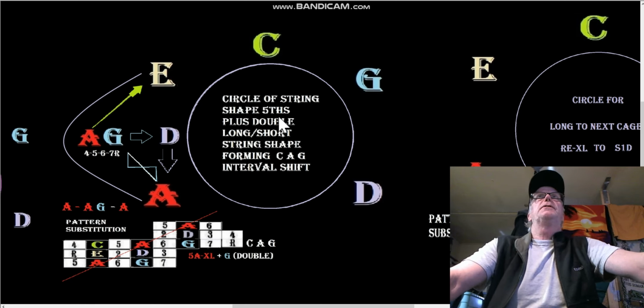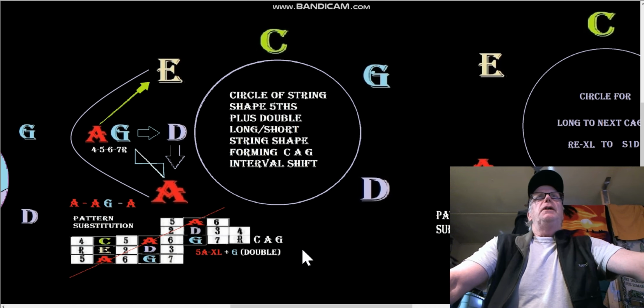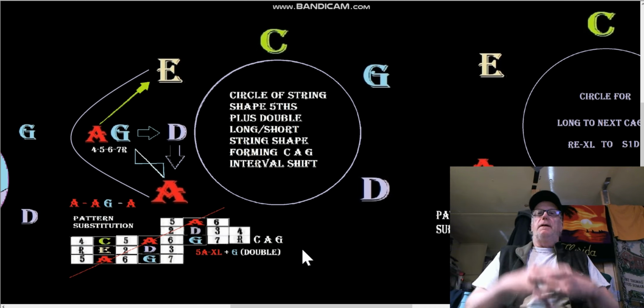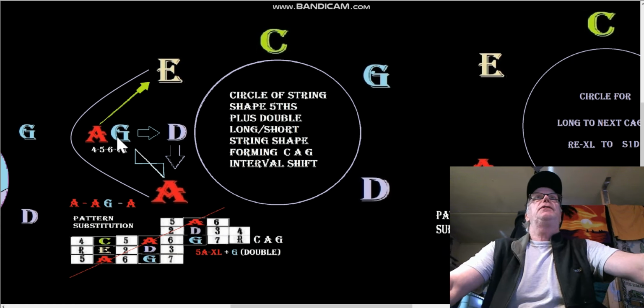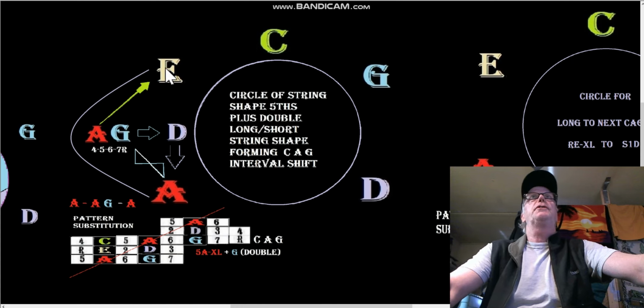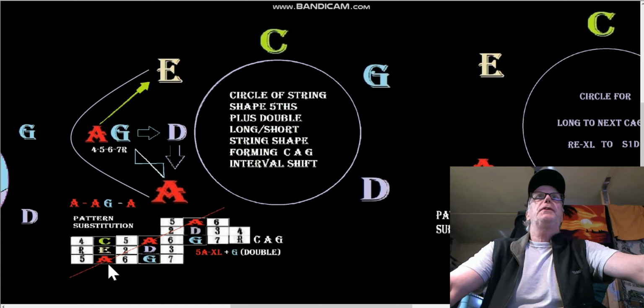We got circle of string shape fifths plus double long short string shape forming the CAG interval shift. It's a shift from fifths to caged. So here we go, the A to the AG to D to A, the same, but this diagram shows you can also just go from A to E. So this A goes back to A here all the way. It's a triple A, like the batteries, triple A, the big ones. You know, a pattern substitution there.